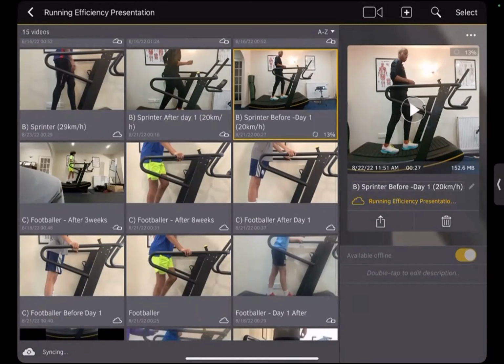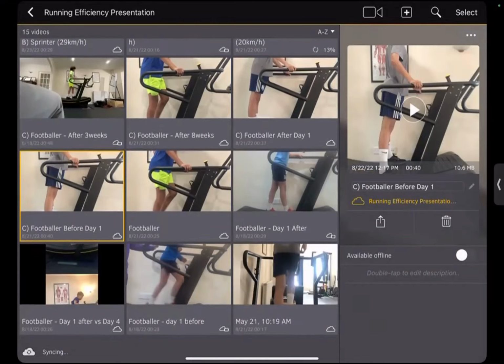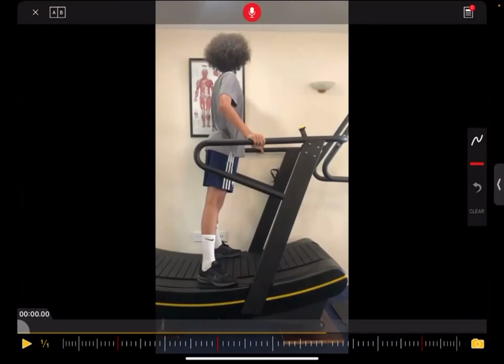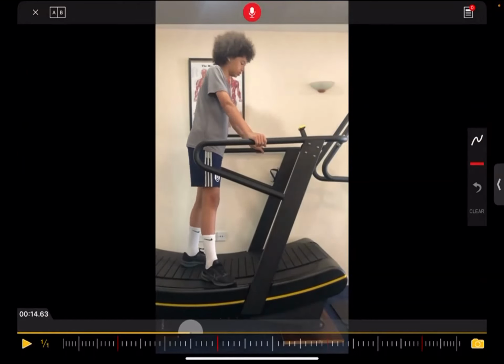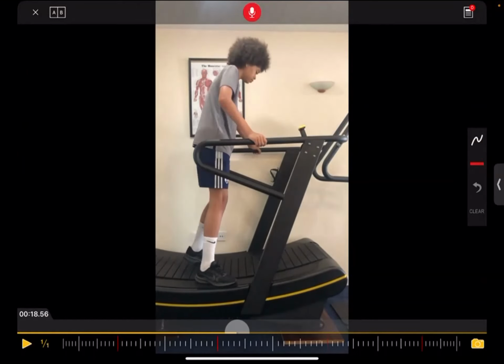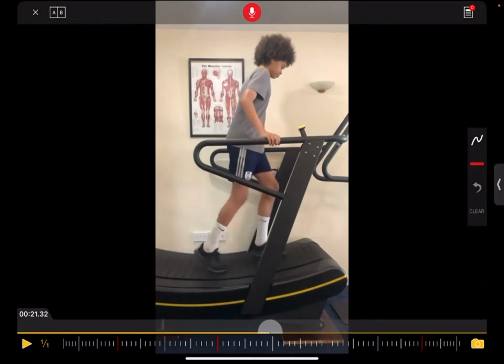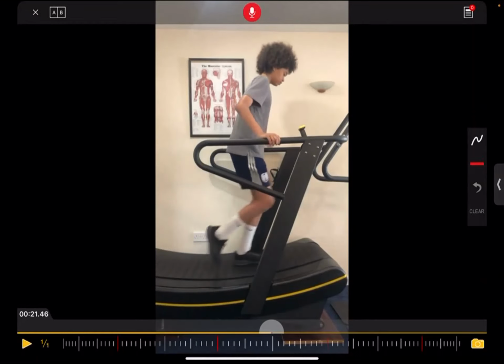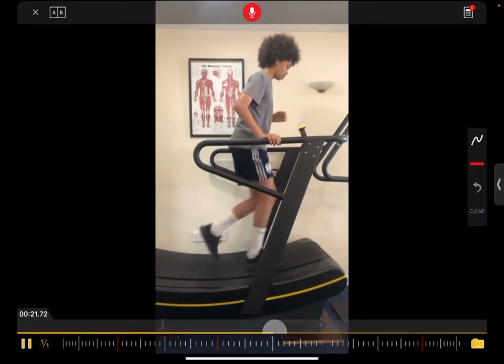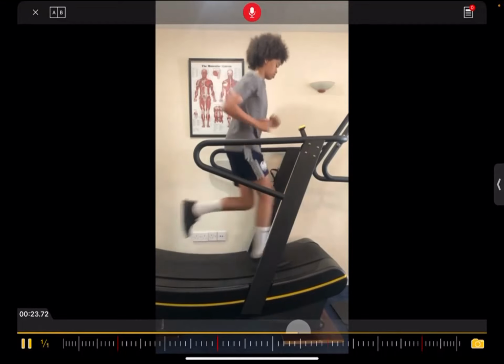See, they go before day 1. So here we've got a young footballer who came running. He was dropped from Fulham Football Club because he was only running 18 kilometers an hour. So the task was to make him run more efficiently and make him stronger. We're going to show you a video of what he looked like to begin with.